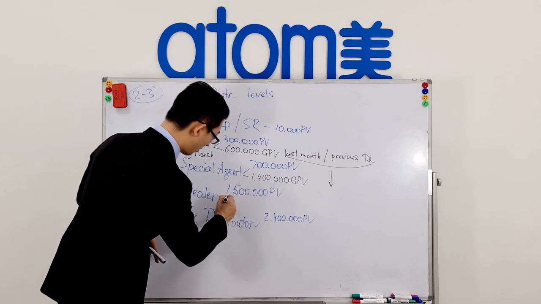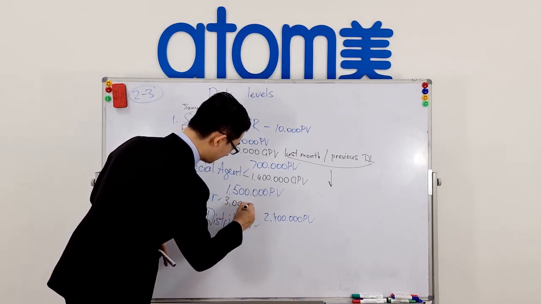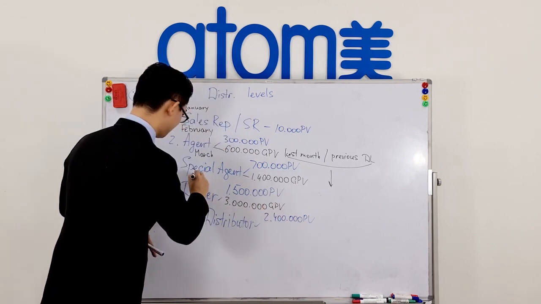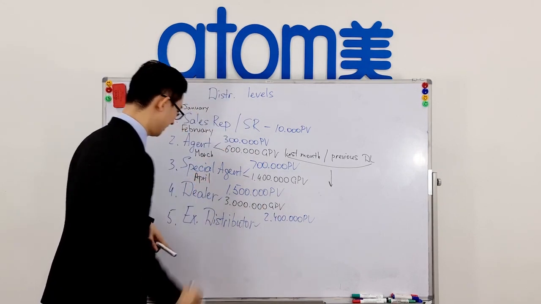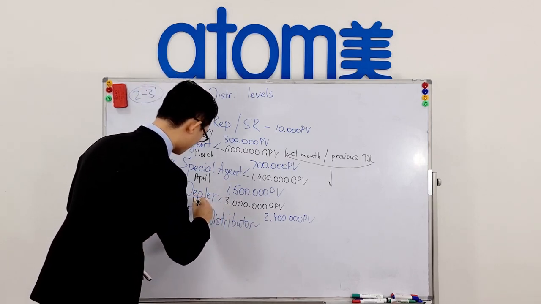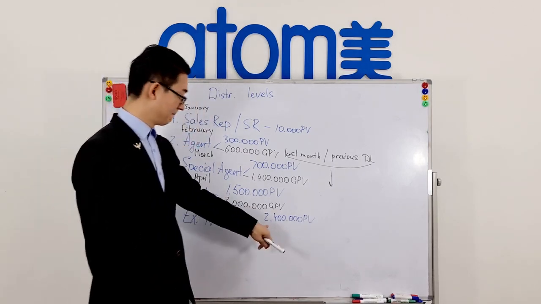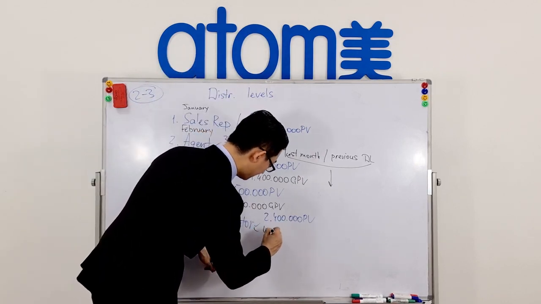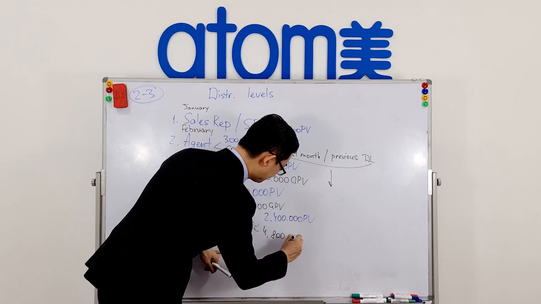And what do I need to do to become a dealer in April? I need to achieve more than 3 million group PV. So this is April. And what do I need to become executive distributor in May? This amount multiplies by 2, it's 4.8 million group PV.